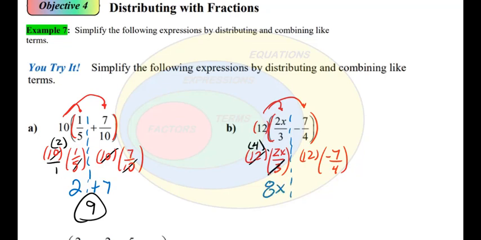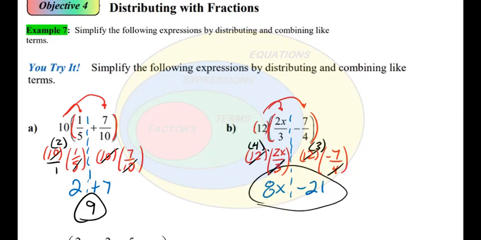I'm going to do the same thing on the right. The 4 will cancel with the 12, leaving a factor of 3. Now I can take 3 times negative 7 to get negative 21. Since I cannot combine these terms, I just leave the expression as 8x minus 21.